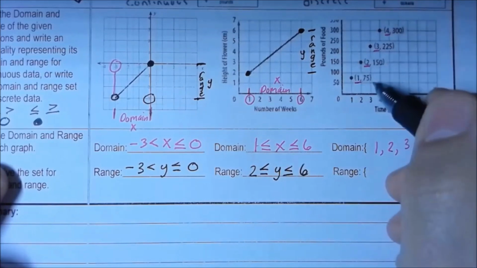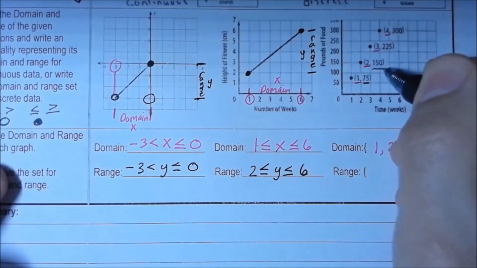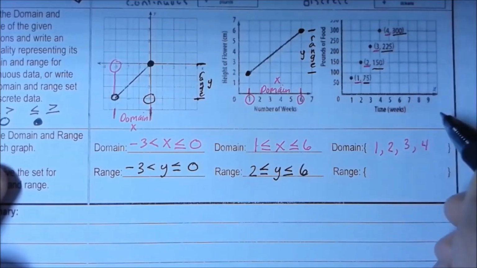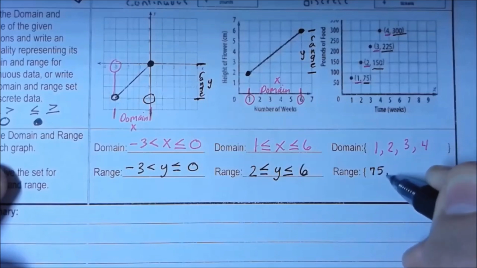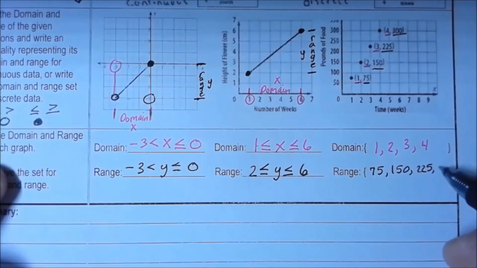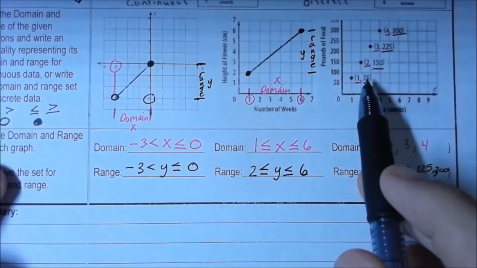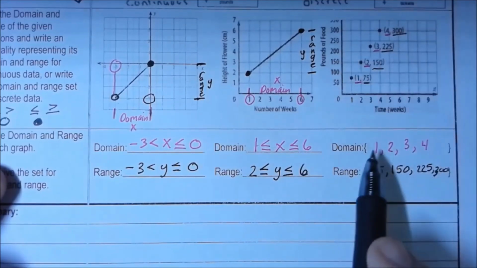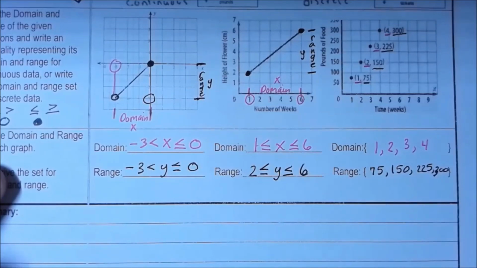For my range, I'm going to look at the y values. So we have 75, 150, 225, and 300. So now I'm just going to write those in order from least to greatest: 75, 150, 225, and 300. So that is my range. So this, we simply just use our ordered pairs so that we can write all the elements of the domain and all the elements of the range. And that's all there is to it.